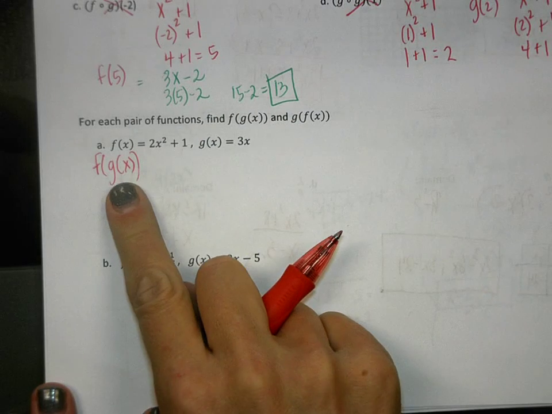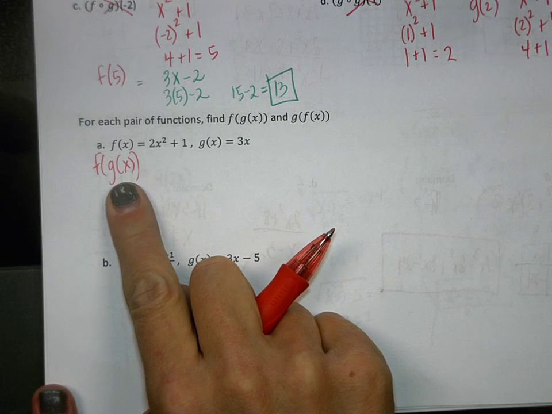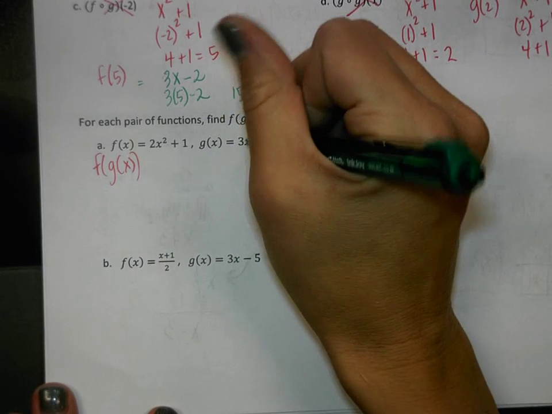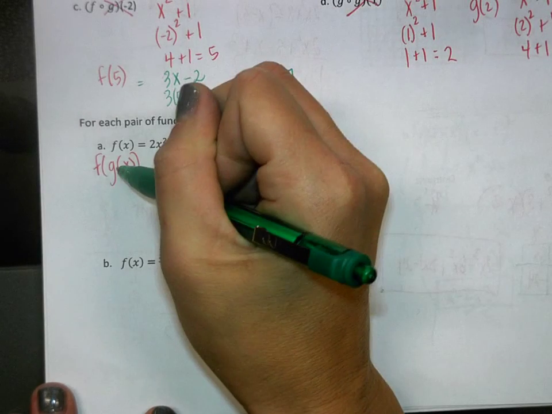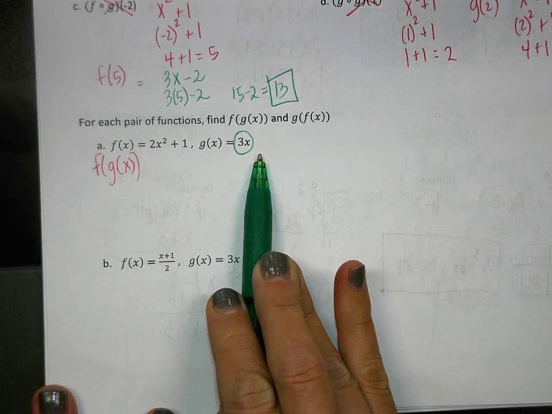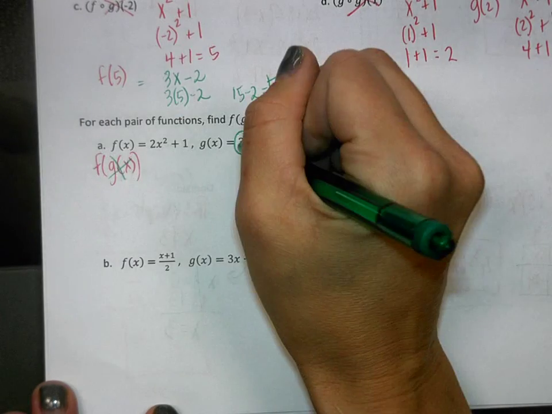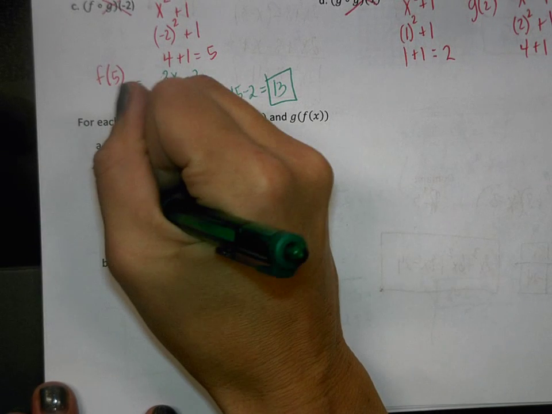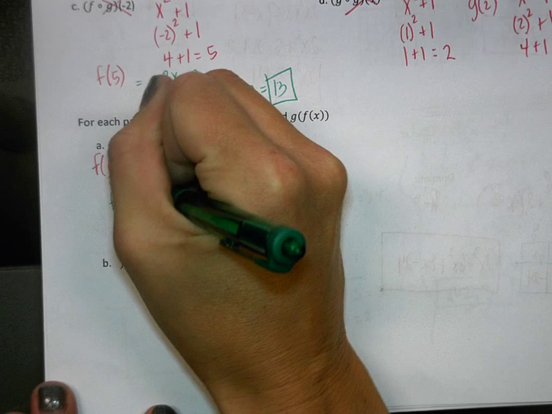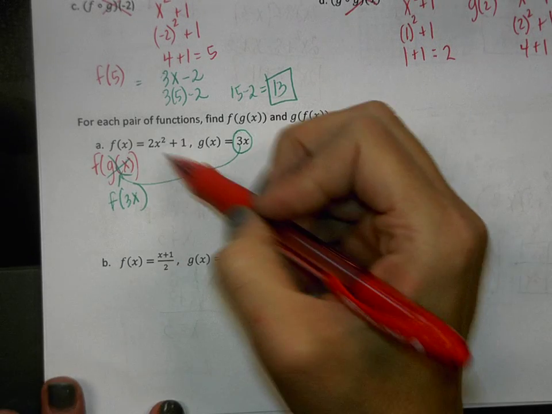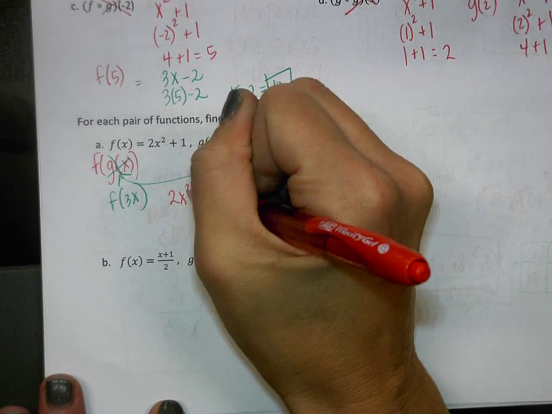So what is the answer for g of x? What does g of x equal? 3x. So all I have to do is take 3x and plug it in here. We're just substituting. Since g of x equals 3x and we don't have any numbers, this goes away and I put 3x into that spot. So now I have f of 3x. Are we okay with that step? So now in my f equation, I'm going to write my f equation down: 2x squared plus 1.